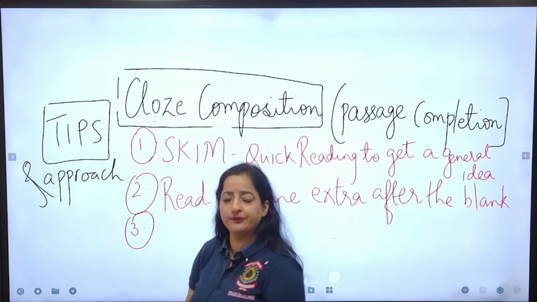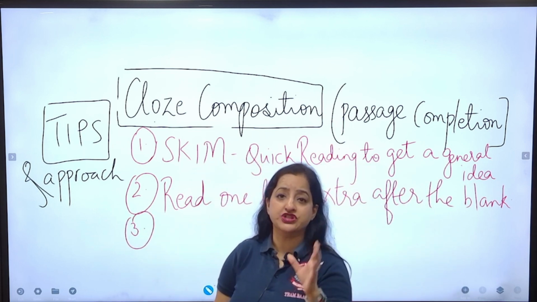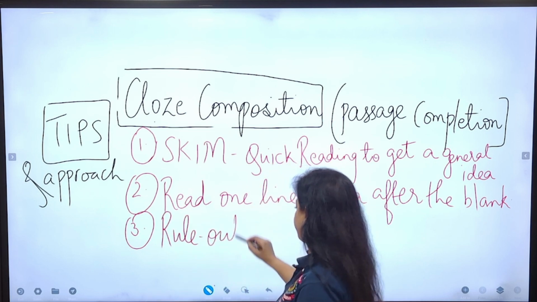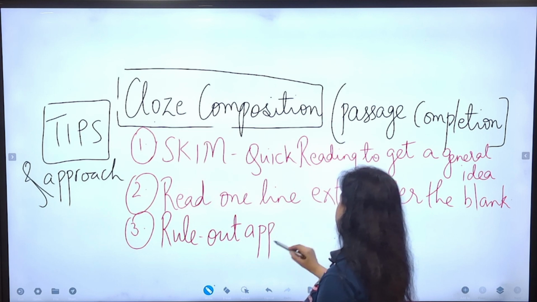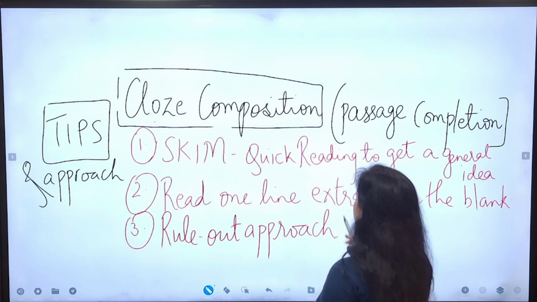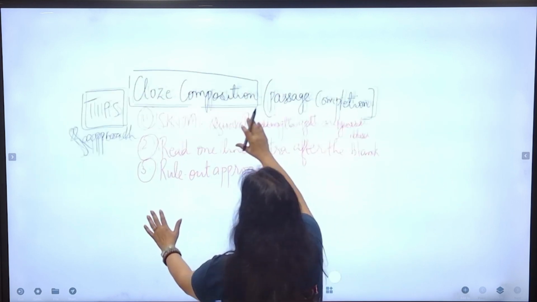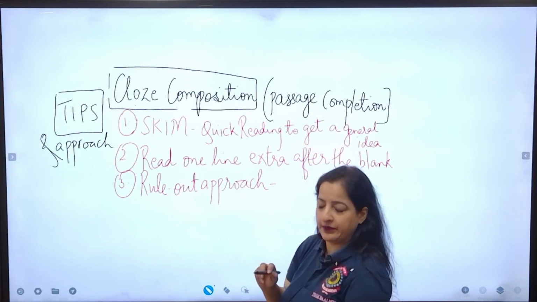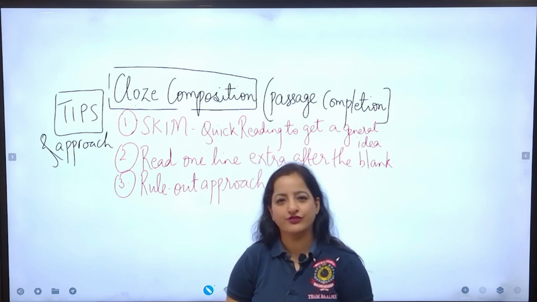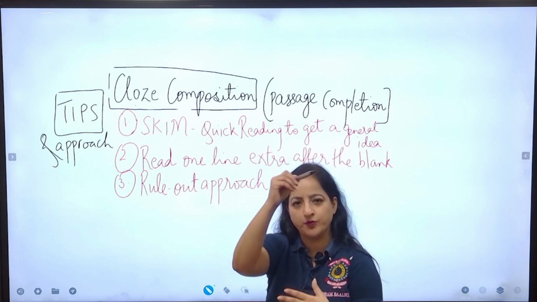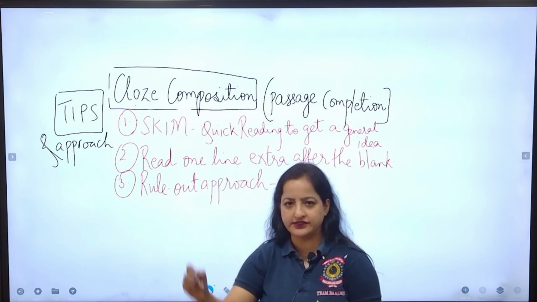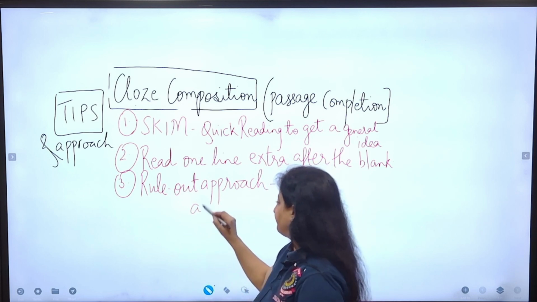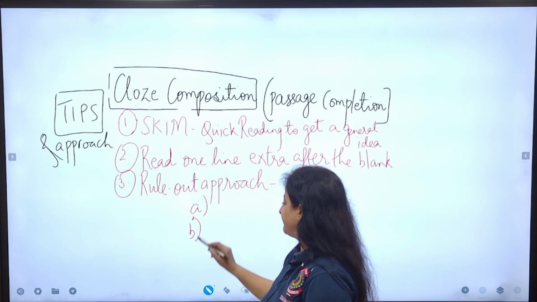Tip number 3, follow the elimination strategy. Rule out approach. Now what is rule out approach? Rule out means elimination. Now there has to be some grounds for eliminating. किस basis पे आप options को eliminate करोगे? That okay, this is wrong, this is not the answer. On what basis? 3 things. Let me write, I will explain.